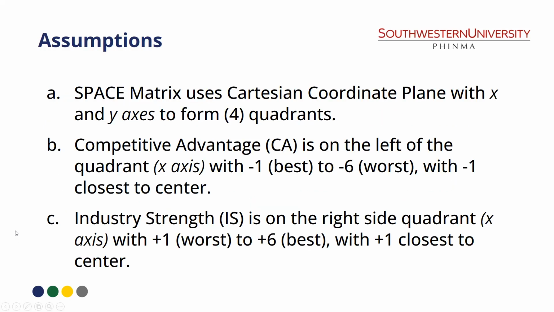So before we move on to how to generate the matrix, here are some assumptions. The SPACE matrix uses a Cartesian coordinate plane with x and y axes to form four quadrants. Competitive advantage is on the left of the x-axis, with -1 best to -6 worst, with -1 closest to the center. Industry strength is on the right side of the x-axis, with +1 worst to +6 best, with +1 closest to the center.